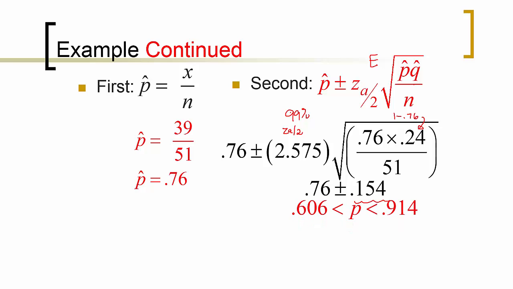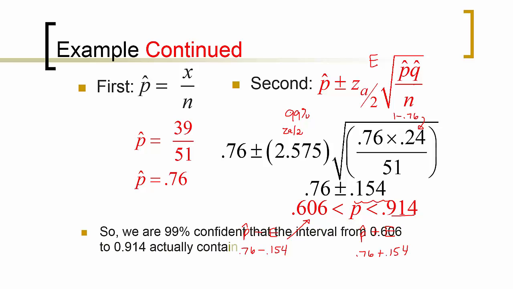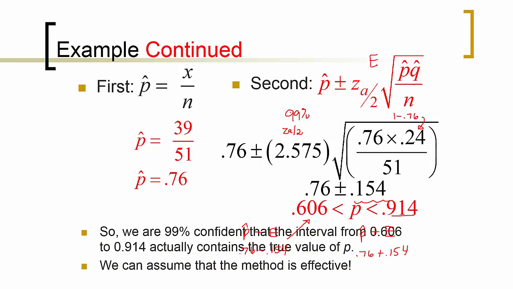Now I want to find my interval by taking p-hat minus the margin of error and p-hat plus the margin of error. So I have p-hat, which is 0.76. I'm going to subtract 0.154, and that's going to give me 0.606. 0.76 plus 0.154 will give me 0.914. So we're 99% confident that the interval from 0.606 to 0.914 actually contains the true value of p. So we can assume that this method is effective because of its high probability of producing a baby boy.